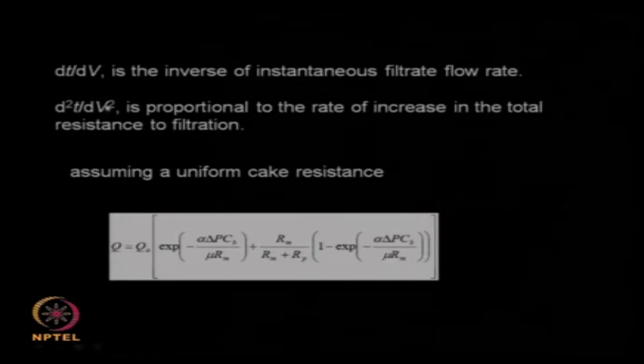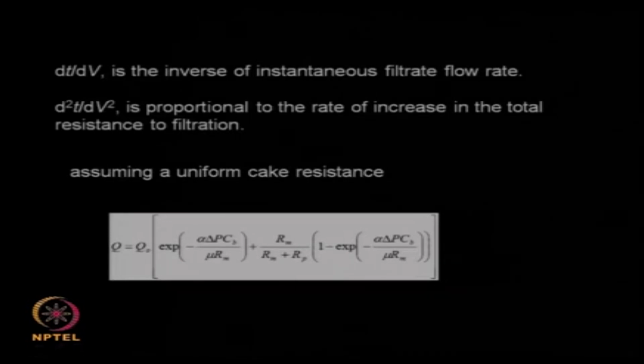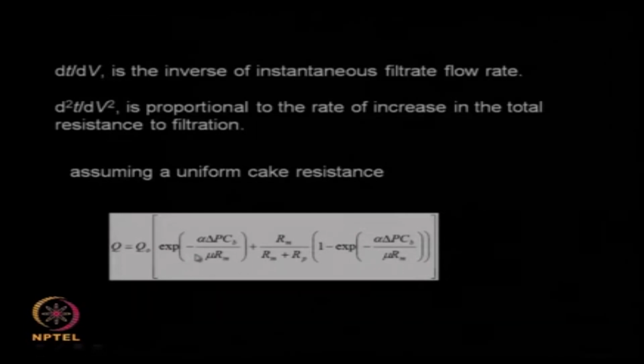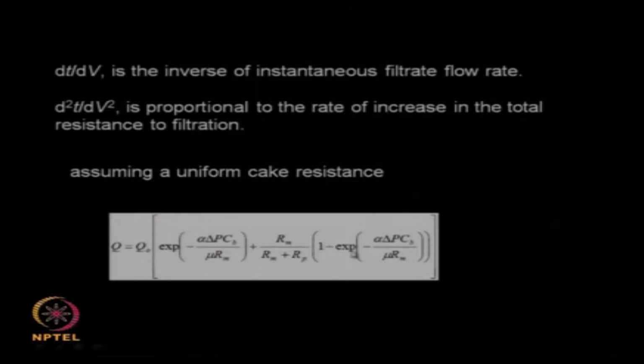Now d square t by dV square is proportional to the rate of increase in the total resistance to filtration, that is what is on the left hand side. So if you assume a uniform cake resistance, then we can integrate that equation and we end up with an equation like this with the exponential term. That means the flow rate will keep uniformly decreasing. Let us look at what each term is in the next slide.